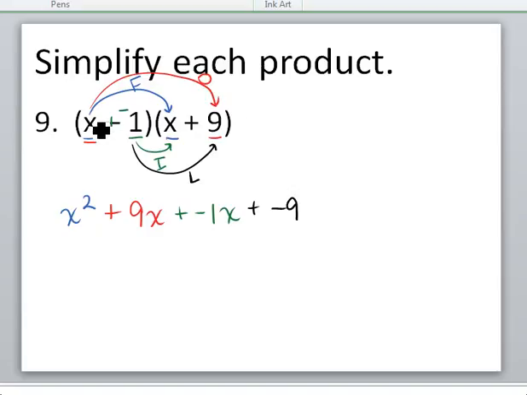Really, again, all we're doing is we're taking this first term and distributing it to the second set of parentheses. Then we're taking the second term and distributing it to the second set of parentheses. So we're doing two sets of distribution. The last thing we can do on these problems is combine like terms. So my final answer is going to be x squared plus 8x plus -9.